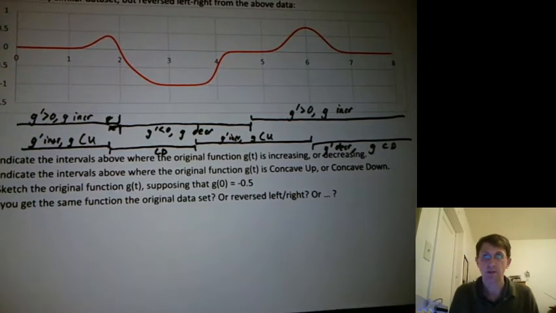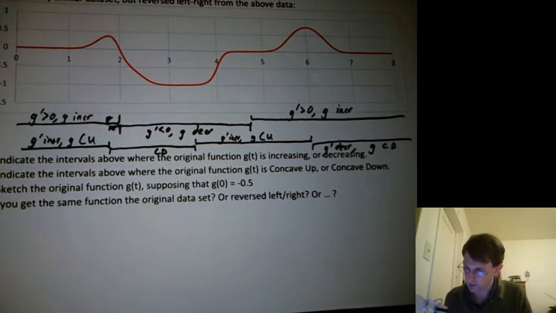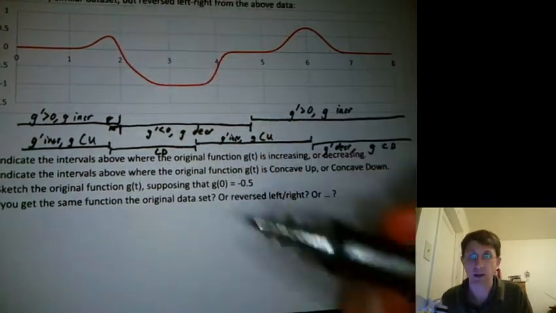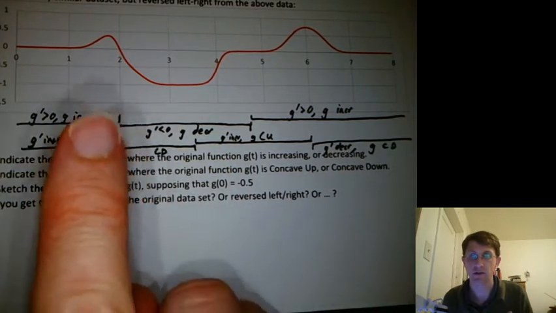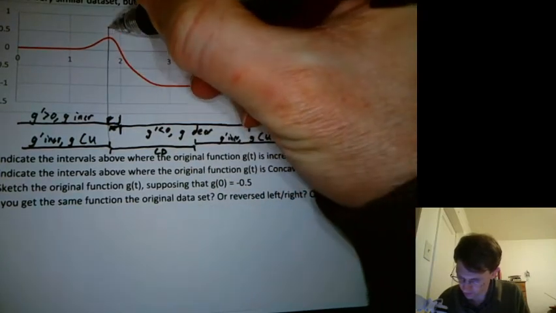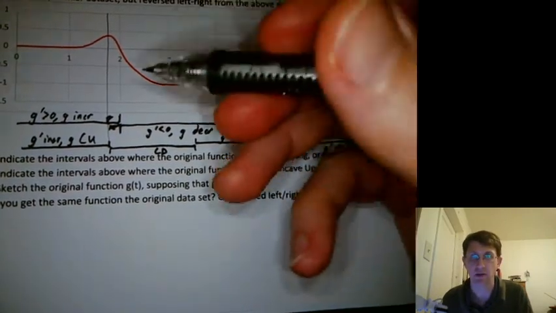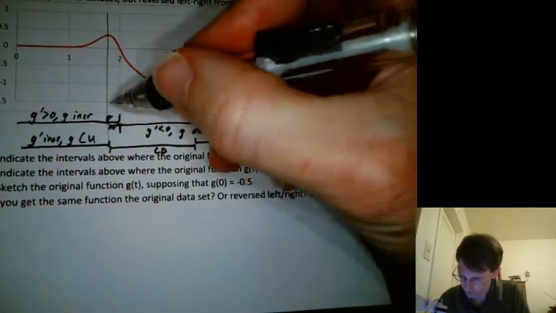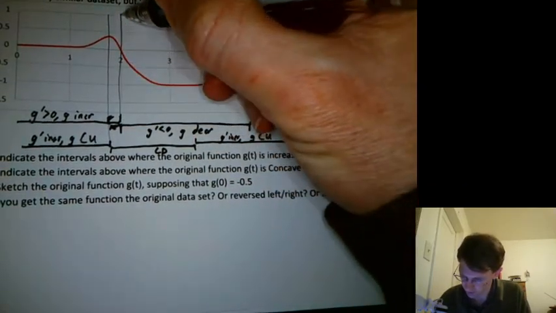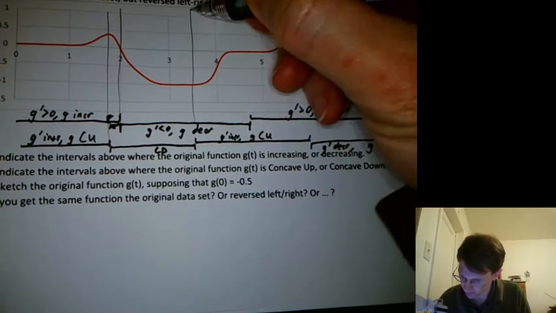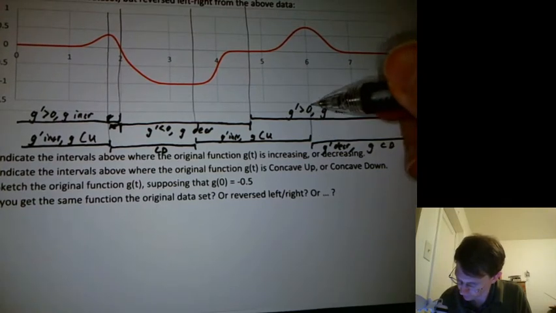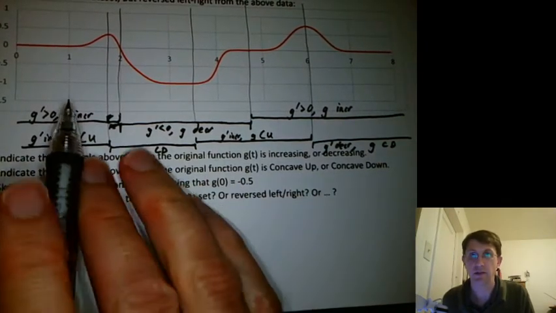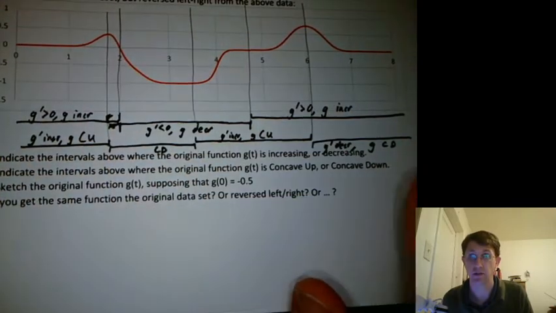So one technique some people like, other people don't, is to draw vertical lines wherever something interesting happens, wherever either increasing or decreasing changes, or concave up or concave down changes. So we could draw a vertical line here. I'm doing it in pencil just so the thick ink doesn't get in the way of seeing the graph later. And then drawing a vertical line here, here, here, and here. And that segments the graph into regions of different behavior.